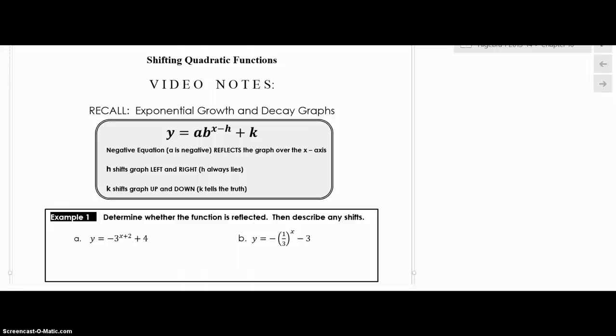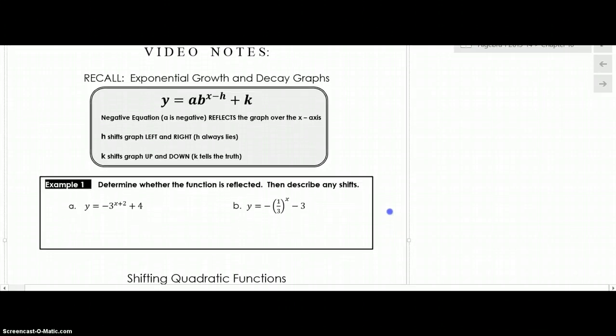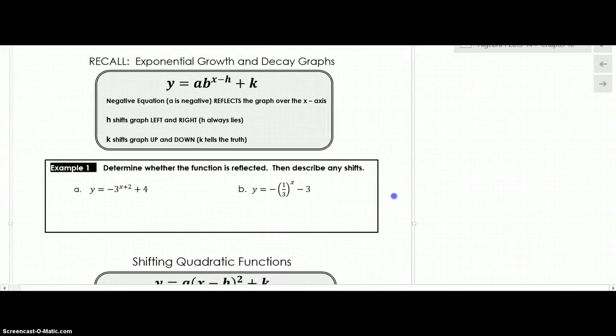Okay, so today we are going to talk about shifting quadratics using the equation to do so. And if you recall exponential growth and decay functions, we had an h and a k. Remember that h shifted left and right, k shifted up and down, but h lies and k tells the truth. So when we had, for instance, x minus 2, this actually shifted right 2, even though it looks like it would shift left 2. K tells the truth, so if we had minus 2 off at the end, this would truly shift down 2.